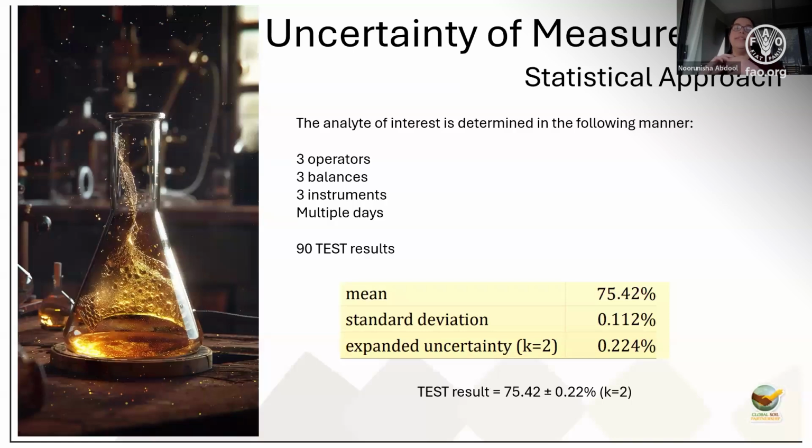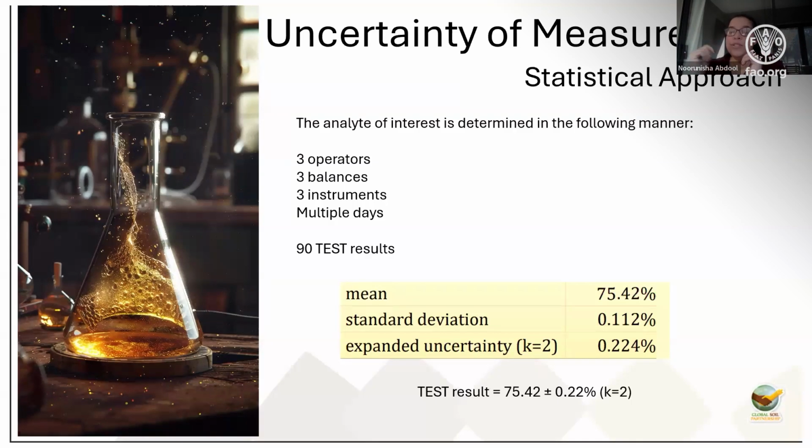So here's how we do the statistical approach. And this is going to sound really simple, so I hope it gives you all a giggle. You take your analyte that you are determining, you get 3 operators, 3 mass balances, 3 instruments, and multiple days. You do all of your analysis over, let's say, 7 days. We get 90 test results. You work out your mean, you work out your standard deviation, you work out your expanded uncertainty, which is normally your standard deviation multiplied by 2, and then we report it. I'm pretty sure Ralph and Joseph will agree with me that it is not as simple as it sounds. But that's the basis of your measurement uncertainty.